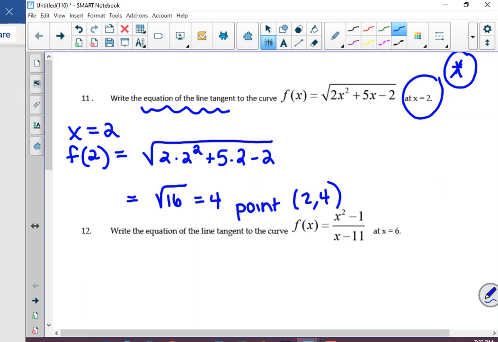When you were doing the practice problems in the textbook, they had the whole point figured out for you, so you didn't have to do this part. But it's good to remember, I typically only give you the x. Okay. Now we're going to need the slope, or m. We're going to get that from writing f prime.